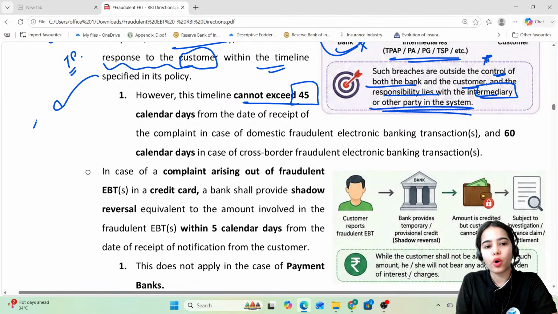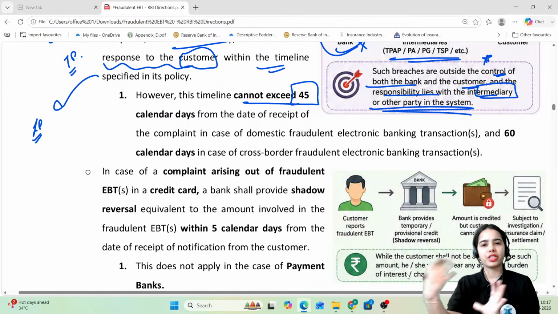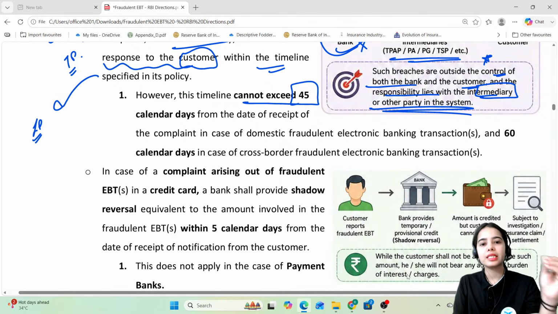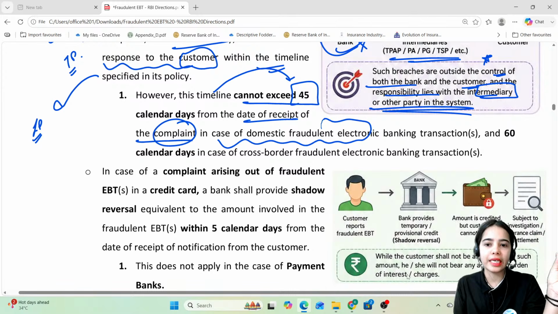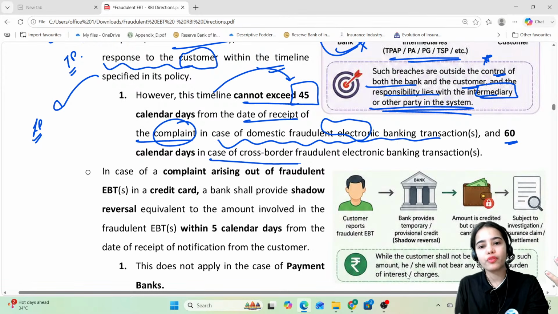So the bank, according to its internal policy, can decide the timeline, that within 30 days we will respond to the customer, or within 40 days we will respond to the customer. This timeline cannot exceed 45 calendar days from the date of receipt of the complaint by the customer in case of domestic fraudulent electronic banking transaction, and 60 days in case of cross-border fraudulent electronic banking transaction.